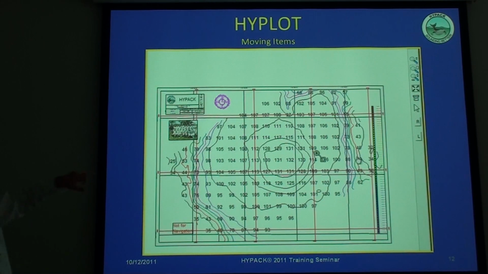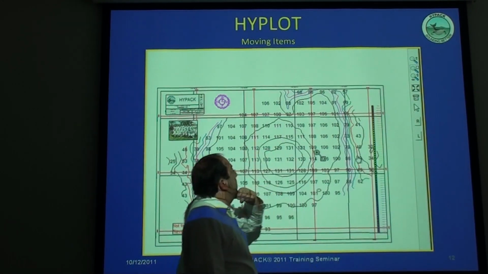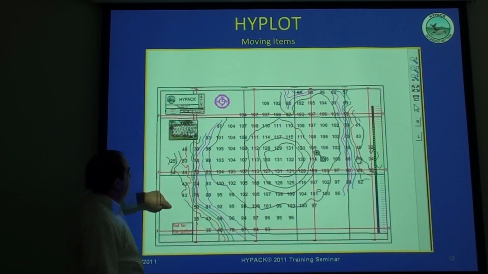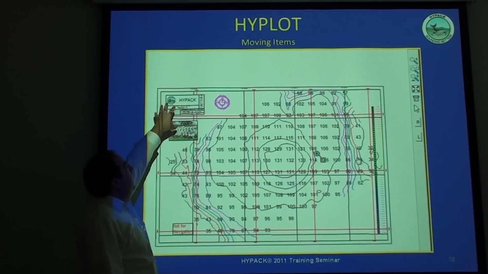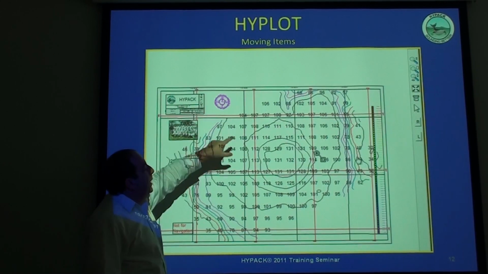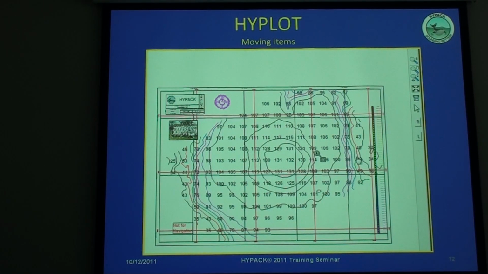The moving items: use the arrow to put the focus on, just left click and drag. You're not going to be able to move soundings, but you can move objects, compass rose, title block, color bar, scale, or text note.